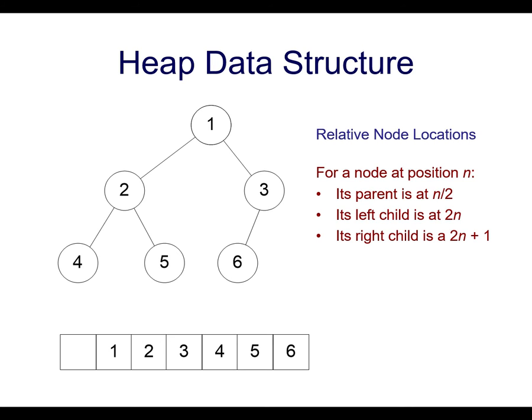Because the tree is complete, the following formulas can be used. For any node in location n in the array, with the exception of the root, its parent is in location n over 2. With the exception of leaf nodes, its left child is in location 2n. And again, with the exception of the leaf nodes, its right child is in location 2n plus 1.